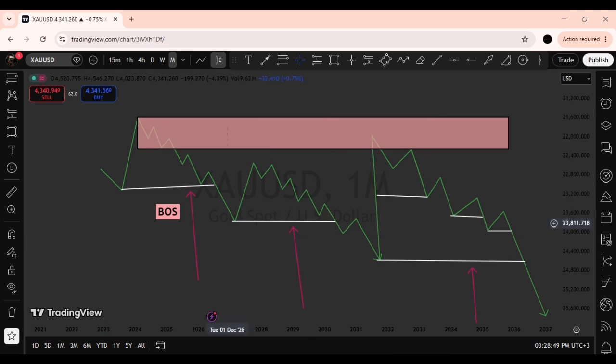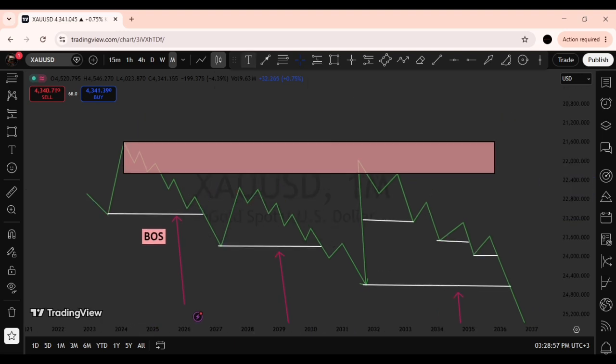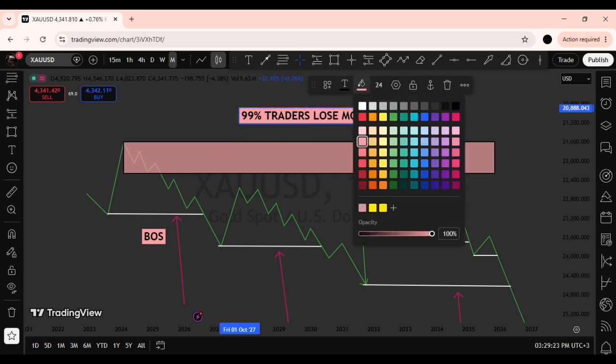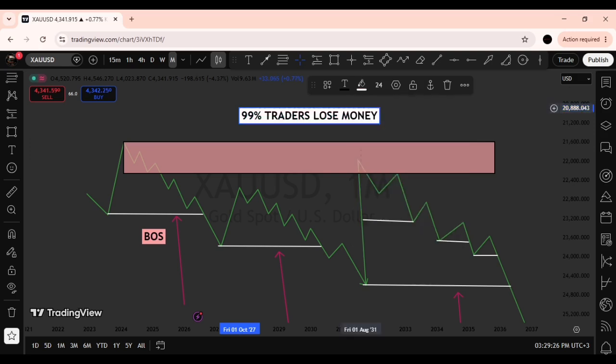All right, and in this type of structure, many traders lose money. 99% of traders lose money in trading. But why do they lose money? Have you ever asked your mentor why you are really losing money in trading?